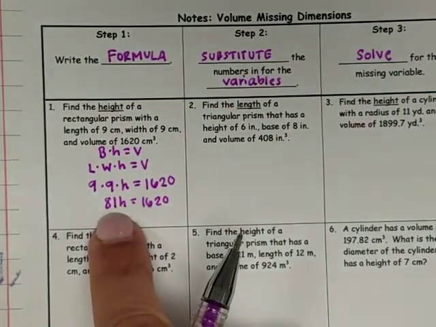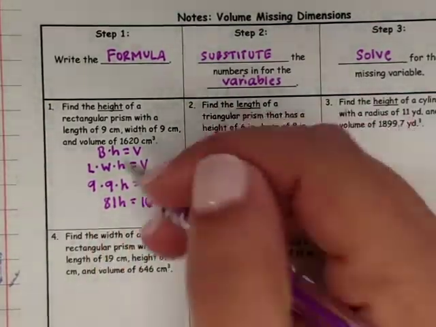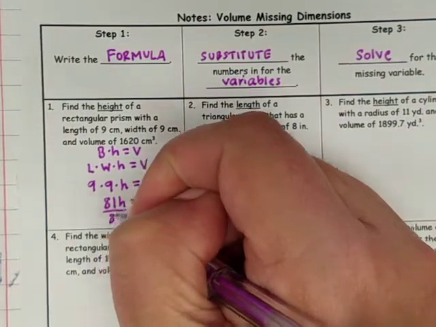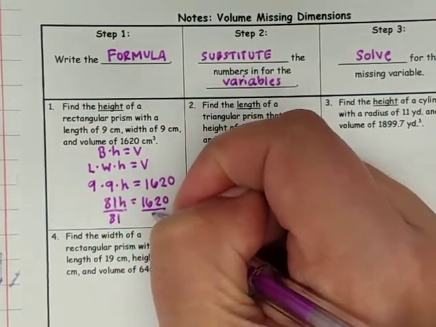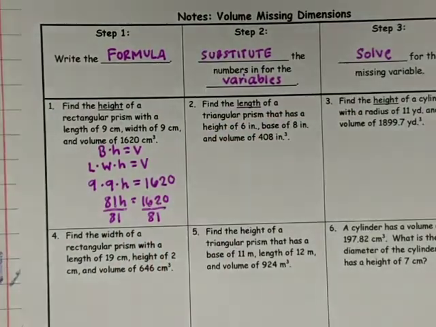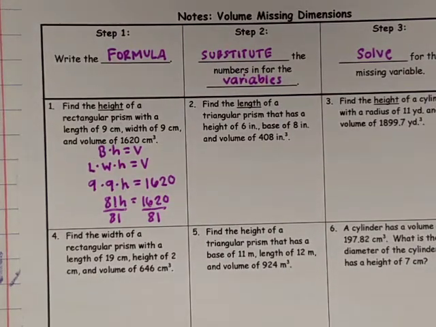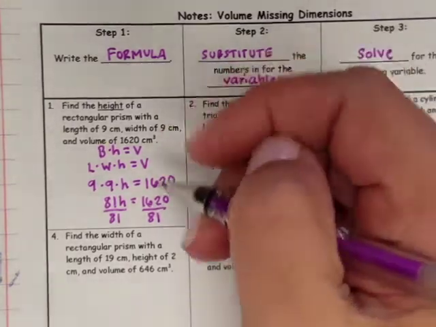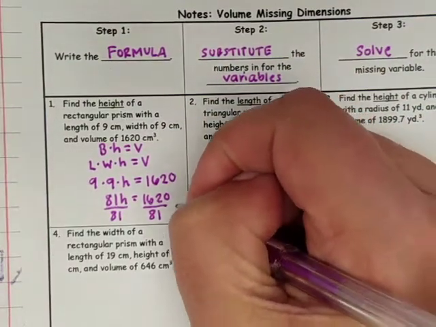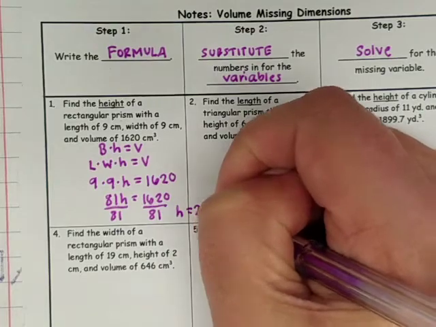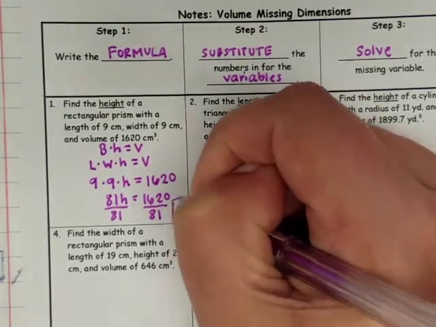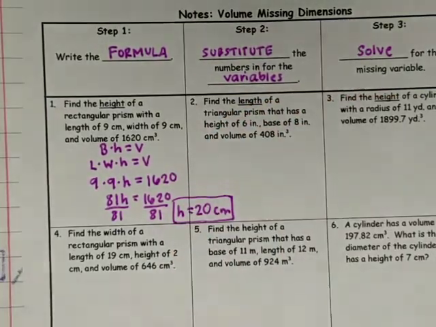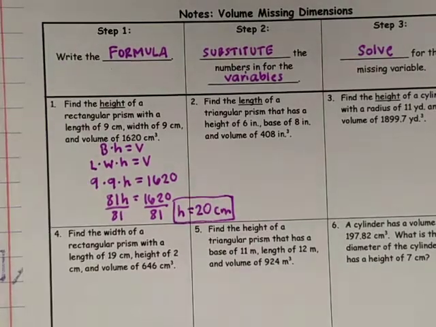How do I undo multiplying by h? I divide by 81. So divide both sides by 81. And 1620 divided by 81 is 20. So my height is 20 centimeters. And that's how you do a rectangular prism. All right, number two.